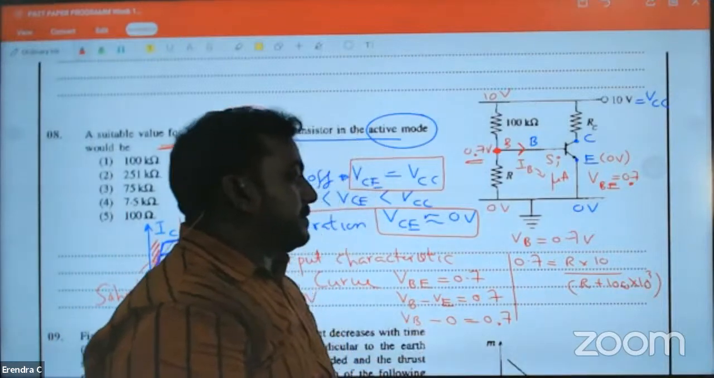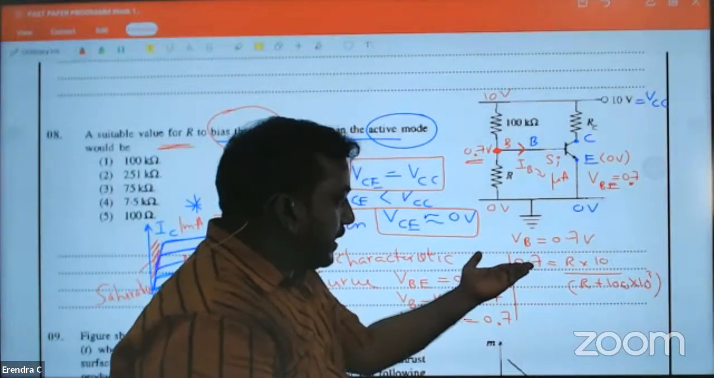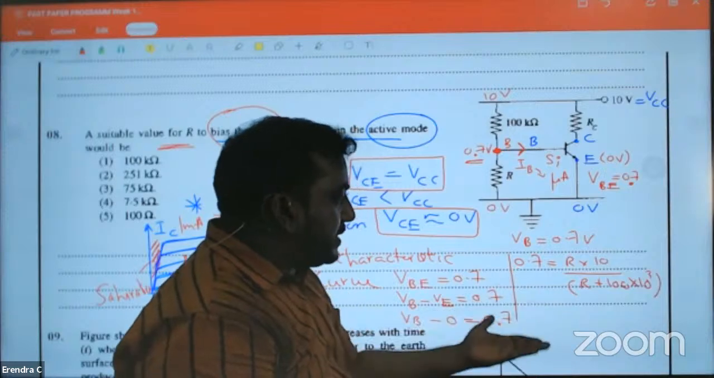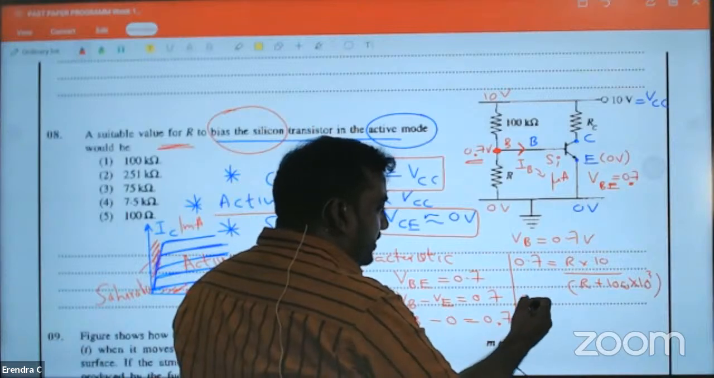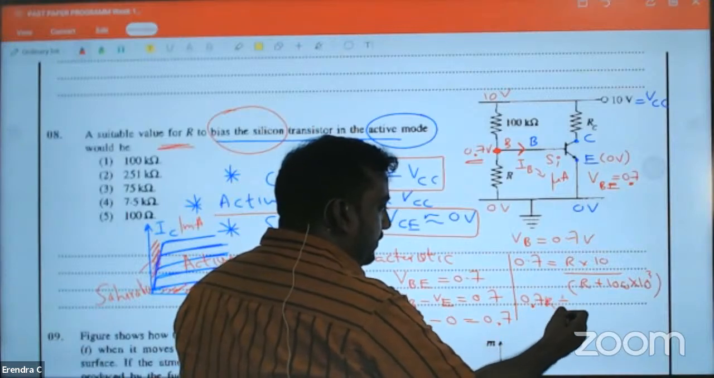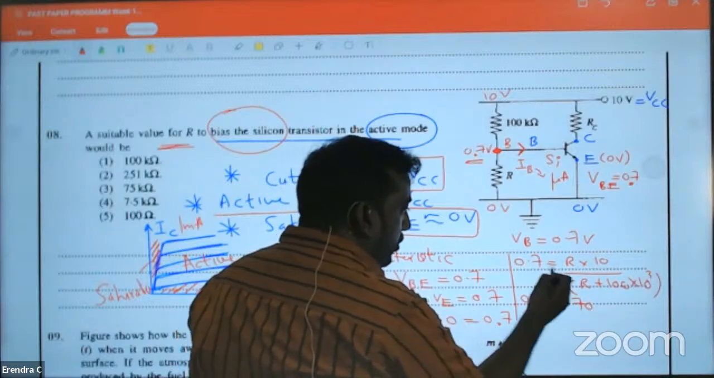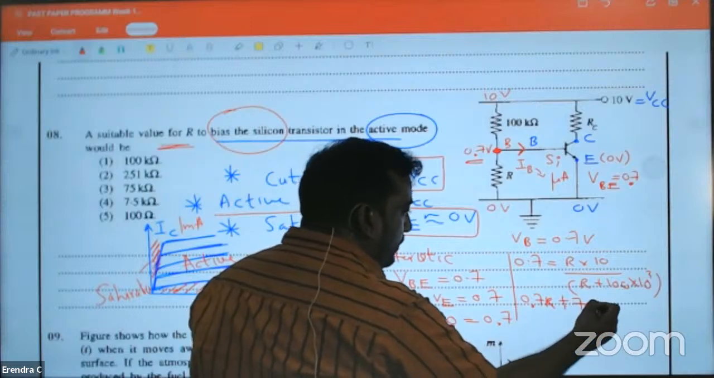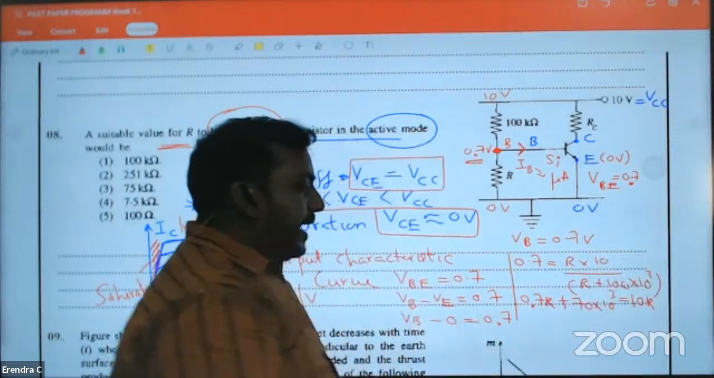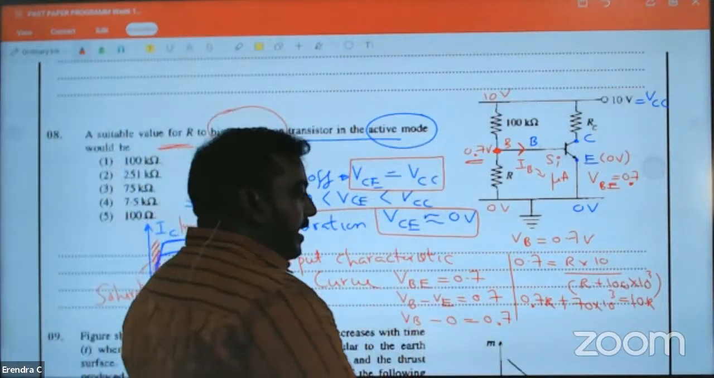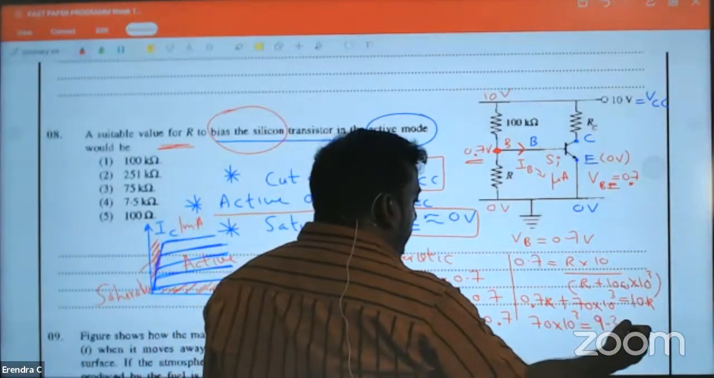Cross multiply this. Now 0.7 means if I cross multiply, first R times 0.7, that is 0.7 R. Then 0.7 times 100 is 70 kilo ohm, times 10 to the power 3. That is equal to 10 R. Take this to the other side: 10 R minus 0.7 R is 70 kilo ohm, so 9.3 R.